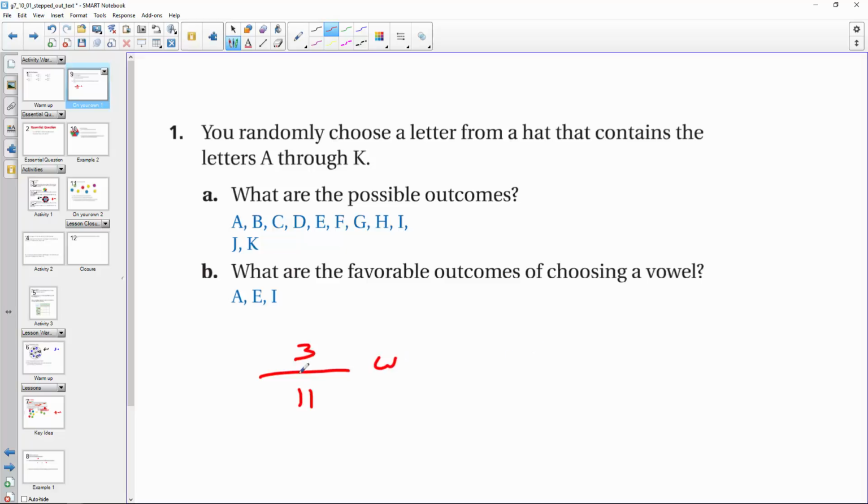What are my chances of losing this game? Unfavorable outcomes, right? Not favorable, unfavorable. So I take 11 minus 3. Still have 11 here as my total outcomes, right? And 11 minus 3 is 8. So I have 8 out of 11 chances of losing this game. When I add these two fractions together, I should get 11 out of 11, or 100% of my options. So hopefully that makes sense to you.